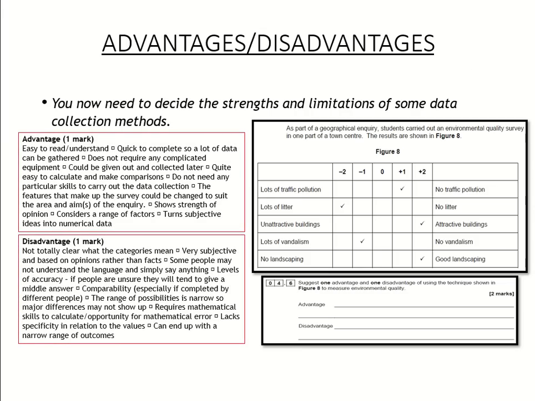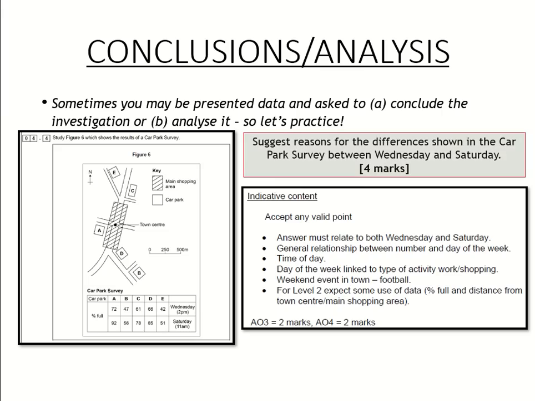And disadvantages: it's very subjective. People may have different opinions on what's good or what's bad. It's very difficult to complete again. Some people may not understand the language and simply say anything. Anything on there that is a disadvantage of qualitative data, you would be able to add in for this exam question as well. Now, the final part of this really today is looking at conclusions and analysis.